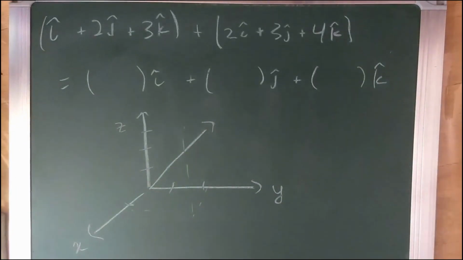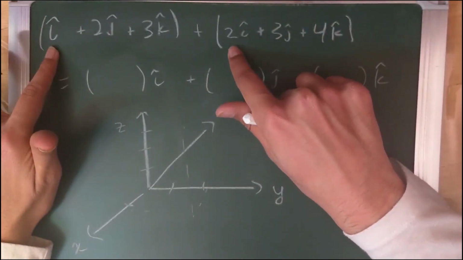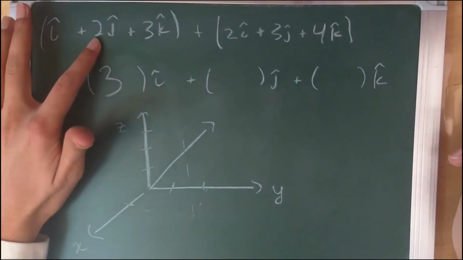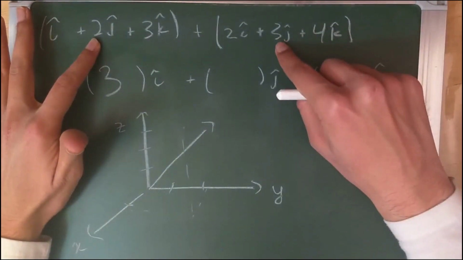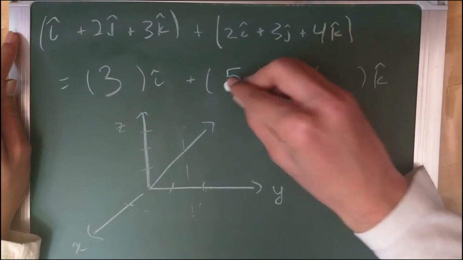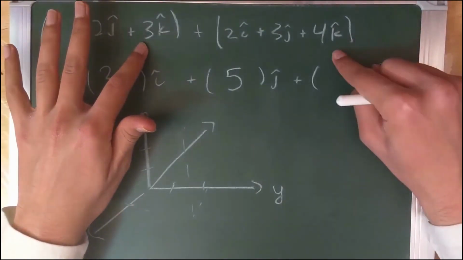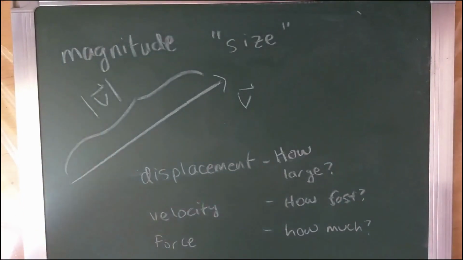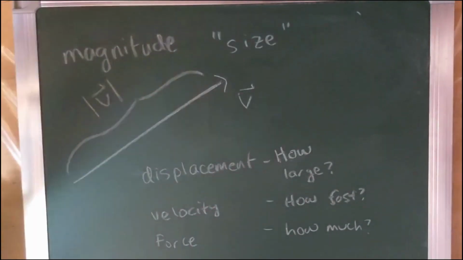Anyways, we know we can just directly add components to get the sum. So 1 i hat plus 2 i hat is 3 i hat. 2 j hat plus 3 j hat is 5 j hat. And 3 k hat plus 4 k hat is 7 k hat. And that's our sum. The last part about a vector we need to address is magnitude.